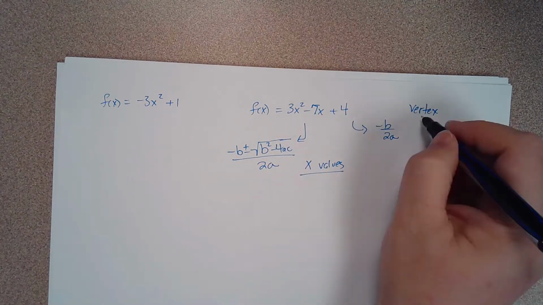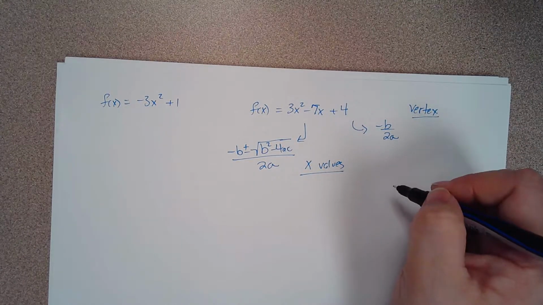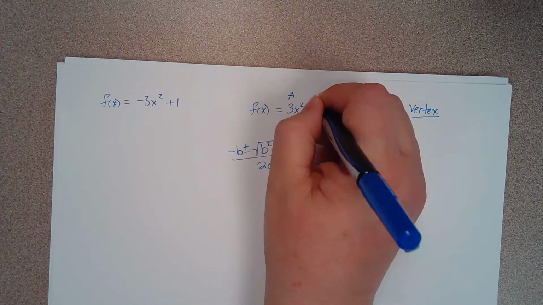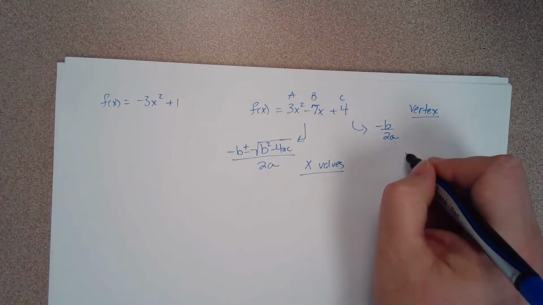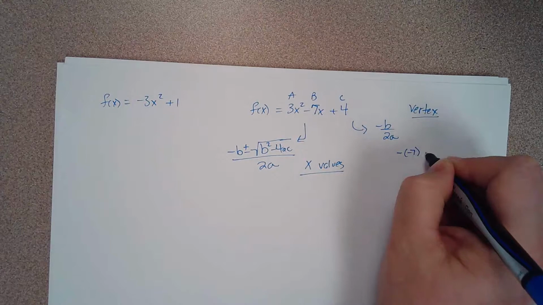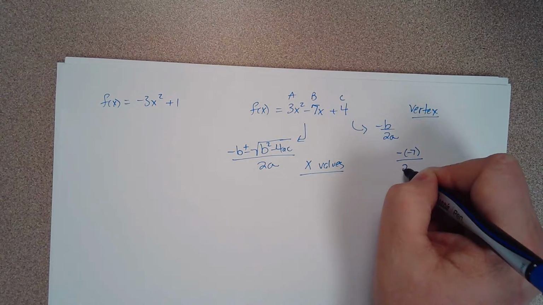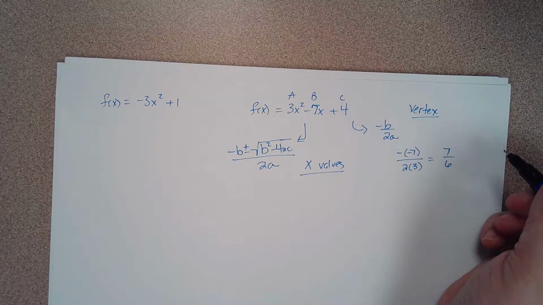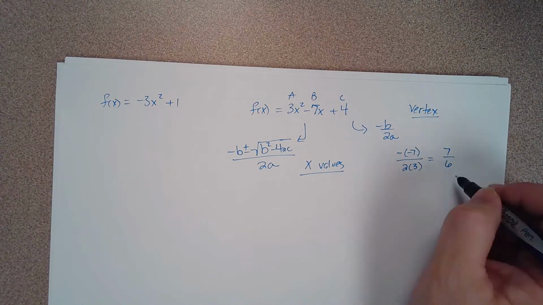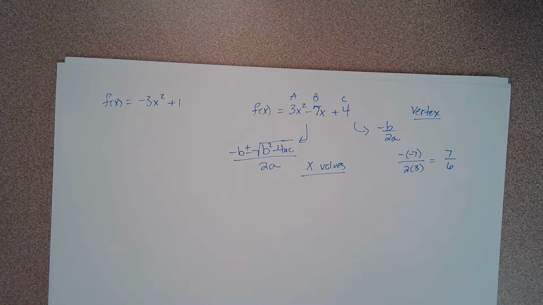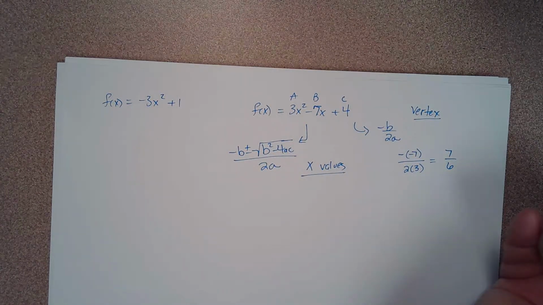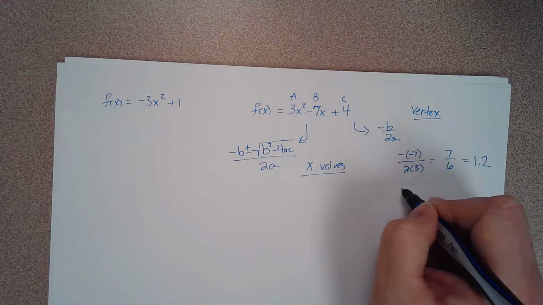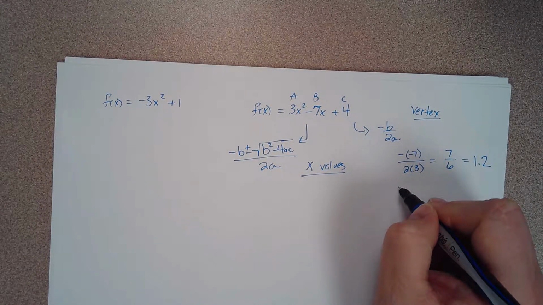Just to make sure we understand, let's go through it together. For this one, remember a, b, c. So negative 7 over 2 times 3. So I have 7 over 6. It's ugly, but it happens. I'm going to turn this into a decimal. 7 divided by 6 is 1.2. So I'm going to put that back in. I like to use fractions, but it's up to you if you want to or not.